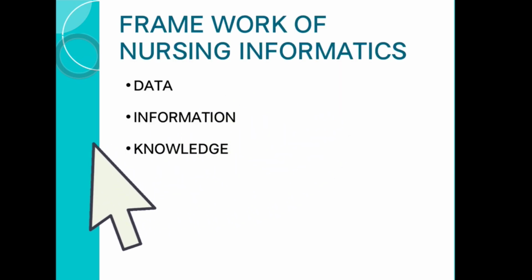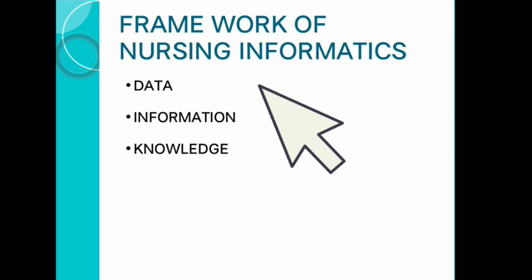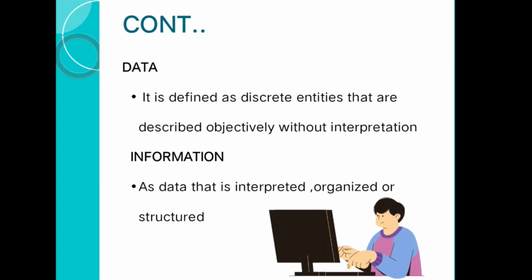Next, the framework of nursing informatics: the first one is data, the second is information, and the third is knowledge. We'll see one by one about this framework. Data is defined as discrete entities that are described objectively without interpretation. Whatever raw information I am getting from the patient is known as data.